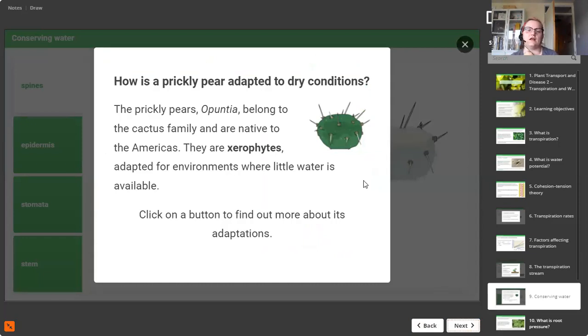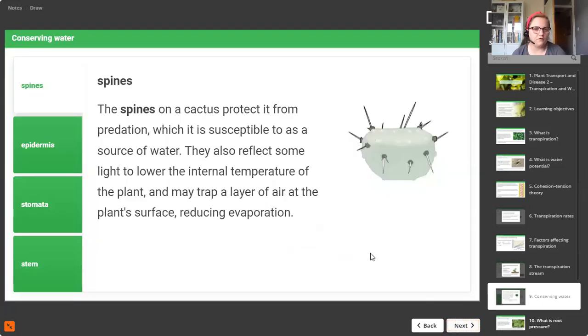So we're going to look at a plant called prickly pear, Opuntia, and it belongs to the cactus family. They are native to the Americas, and they are xerophytes, which means they're adapted for environments where there's little water available, so it's an extremophile. One of the ways they're adapted to conserve water is they have spines. The spines on a cactus protect it from predation, which it is susceptible to because it is a good source of water. They also reflect some light to lower the internal temperature of the plant, and they may even be able to trap a layer of air at the plant's surface to reduce evaporation.